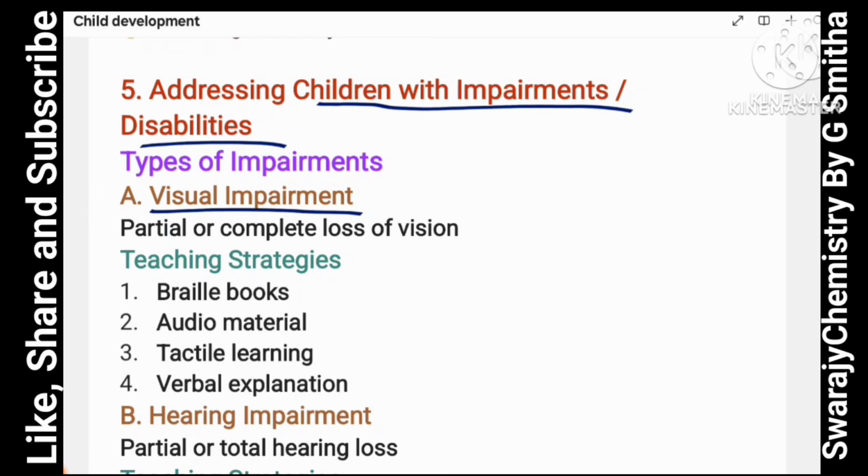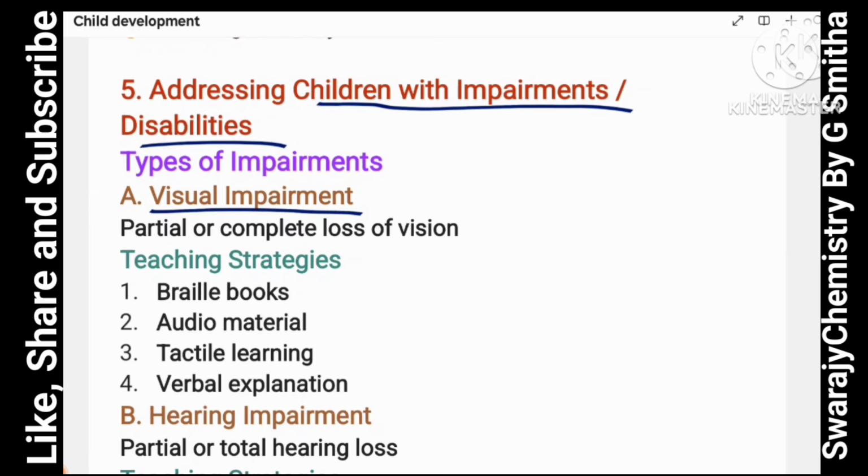Here the teaching strategies are, the first one is Braille books. Braille is a special system of raised dots. Children read by touching the dots with their fingers. The second one is audio material. Teacher can use audio recordings, talking books. This helps the child listen and understand lessons. The third one is tactile learning. Children learn by touching objects such as maps, models, shapes. This helps them understand concepts better.